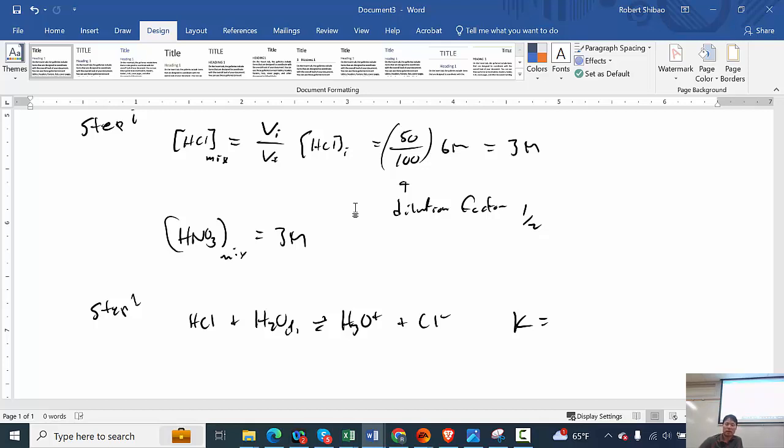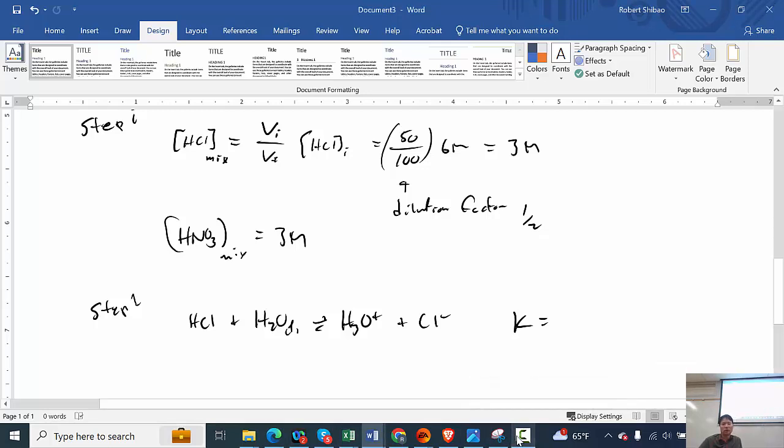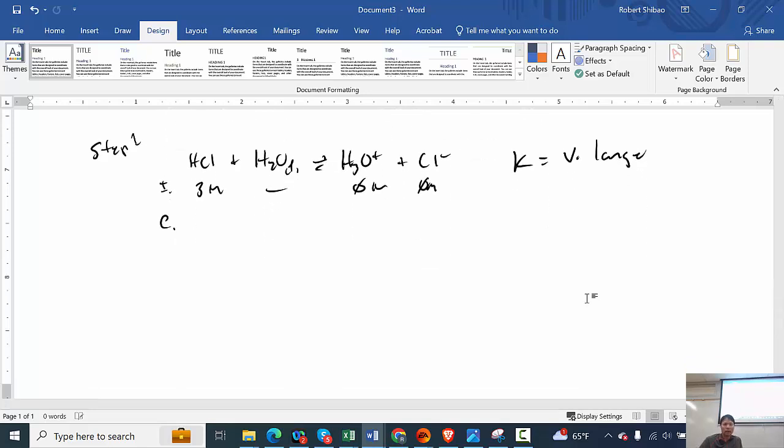You have to have these memorized, the K values for the strong acids. Very large. So initially we start off at 3 molar, 0 molar, 0 molar here. And when the K is very large, we just assume it's complete reaction. So essentially we're going to reset this whole thing to the right, so that we end up with 0 molar here, 3 molar, 3 molar.